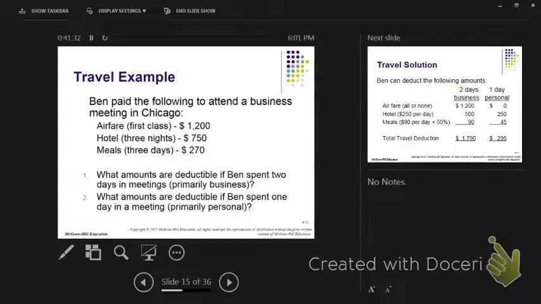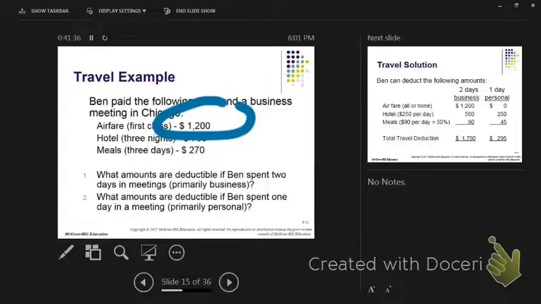What amount is deductible if Ben spent 2 days in the meeting? So therefore, if he's spending 2 days, that means that it's primarily business. 2 out of 3 is primary business. So if he's spending 2 days in the meeting, how much of the airfare is deductible? $1,200. Okay, he's going to be able to take all of it. And then what about the hotel? If it's 2 days out of 3, but it's still primarily for business, can he take all of it? Yes, he can take all of it.